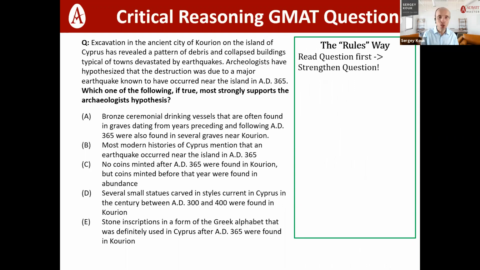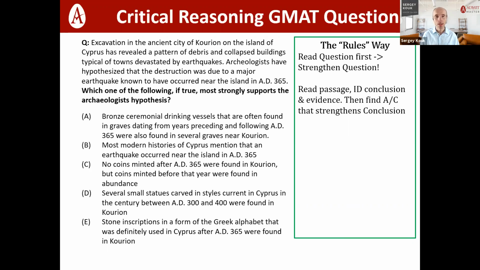So the question says, which of these supports the hypothesis? That tells us this is a strengthen question. So we will then read the passage, we'll identify the conclusion and the evidence, and we will find the answer choice that strengthens the conclusion. That's going to be our process. So let's see what answer choice actually would strengthen the conclusion.